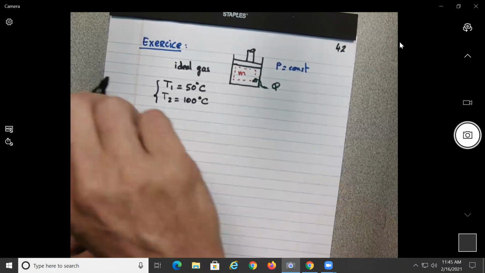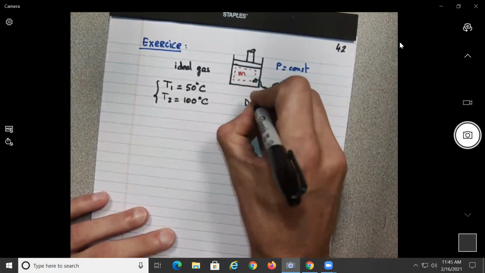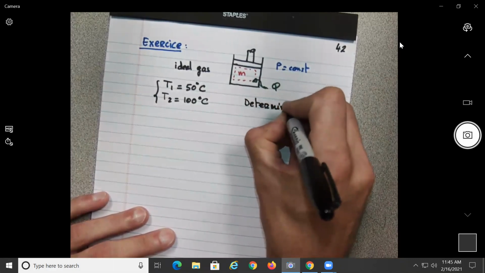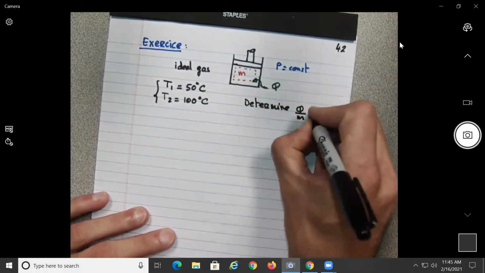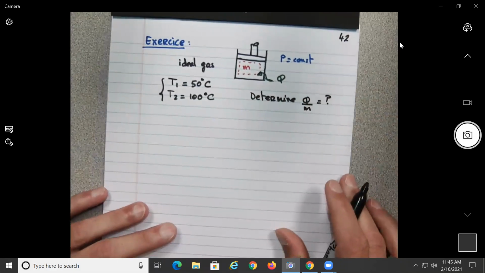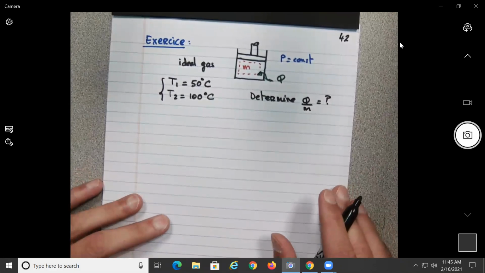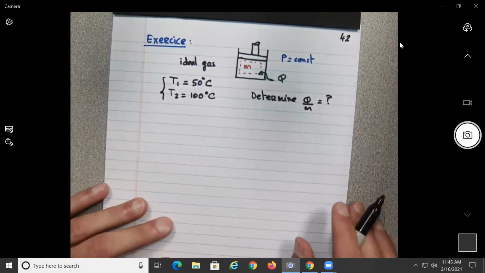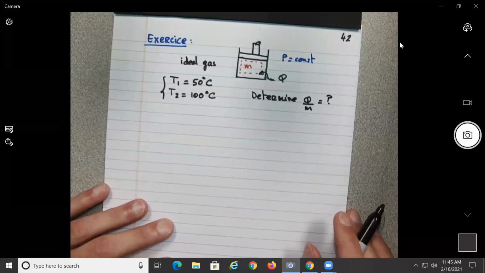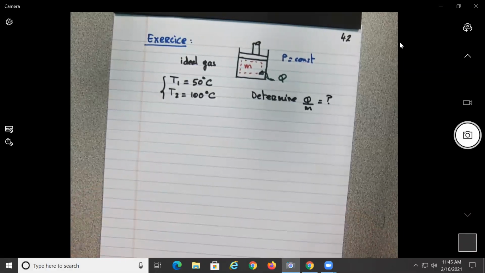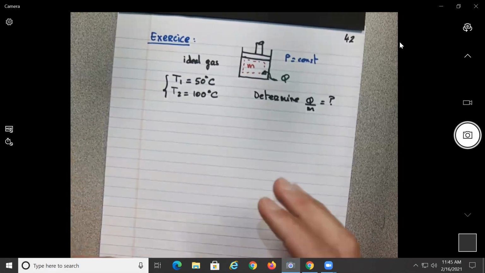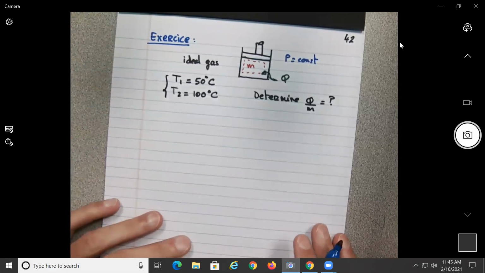Okay, so the question is to determine the amount of heat per unit mass that you need to provide. And everything is going to be symbolic, really. I put these values, but I'm not going to use them. Okay, so personally, I would like you to see solving this problem in two different ways.